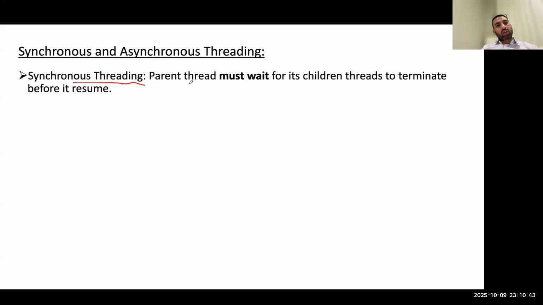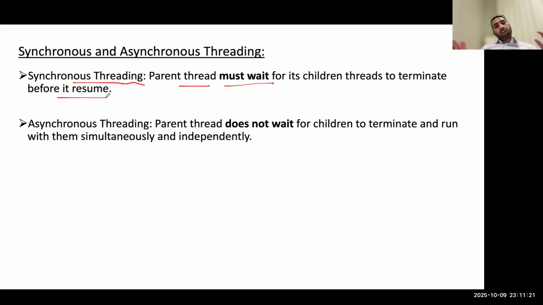So synchronous threading is where your parent thread, which is the thread creating other threads, must wait for its children threads to terminate before it resumes, right? It is just like, for example, in your project one module A, where you were forking multiple processes, and then you were waiting for those multiple processes to complete, and then the parent process was able to continue, right? So if that is the behavior used by the parent thread, then we name it synchronous threading.